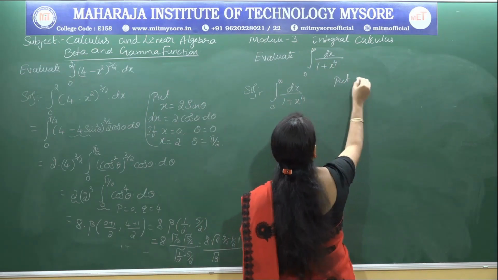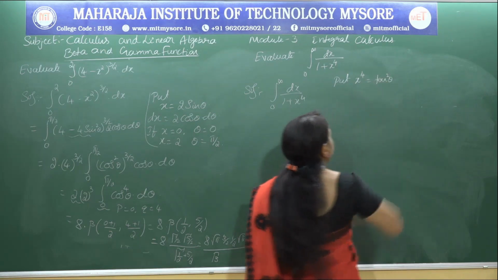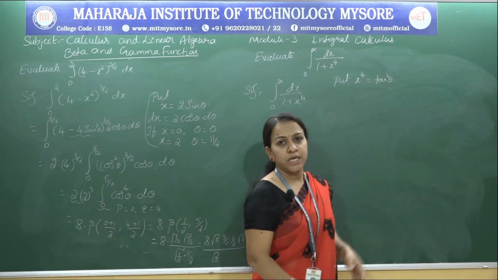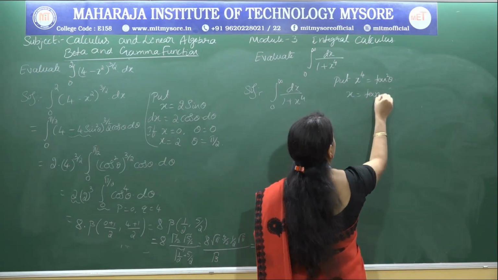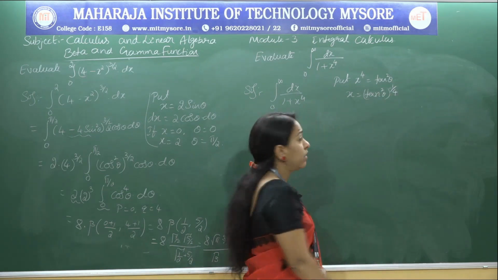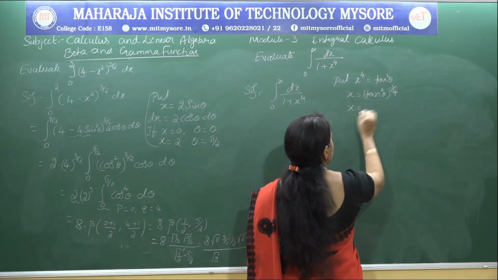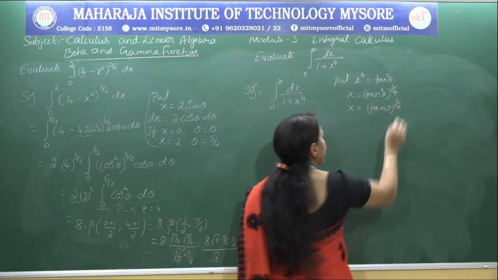So we are going to substitute x to the power of 4 equal to tan square theta. So I consider x power 4 as tan square theta. Then what is our x? x equal to tan square theta whole to the power of 1 by 4. Okay, let me get x. x is equal to tan theta to the power of 1 by 2.